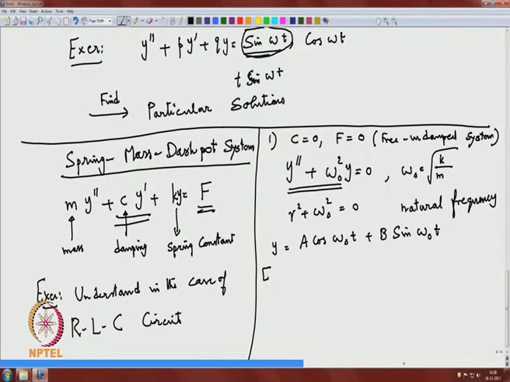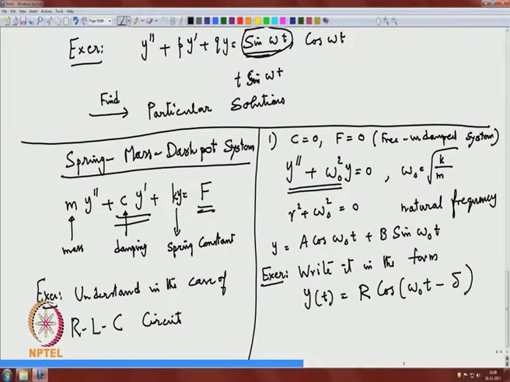So, an exercise which probably at that time I have not given, or I do not remember whether I gave it: write it in the form. This is a better way to understand the system. Try to write y(t) equal to r cos(omega naught t minus delta). So, you have these equations where r is equal to square root of a square plus b square and delta is equal to tan inverse of minus b by a.